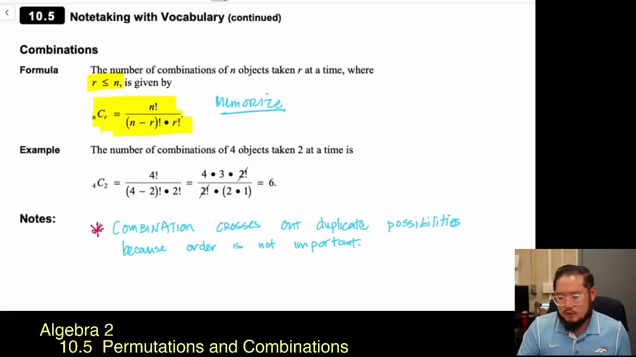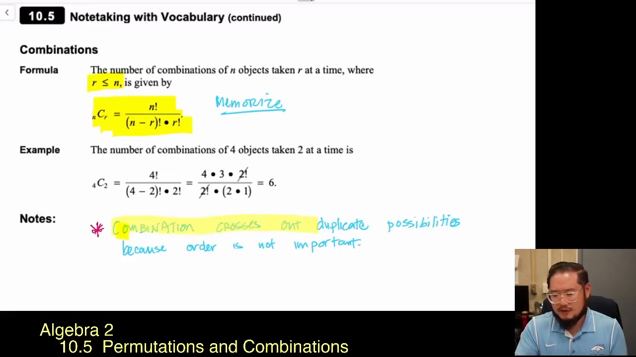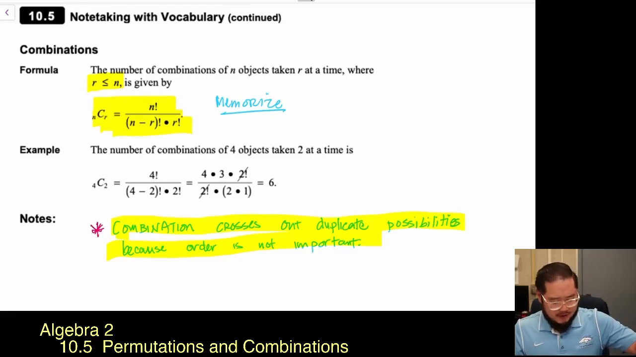Okay. One of the key differences, and I put down right here, is between combination and permutation. One is order, but what makes combination its own unique self is that combination crosses out duplicate possibilities because order is not important. All right, so that's another key thing right here that I think you will need to know to help you memorize the difference between the two.